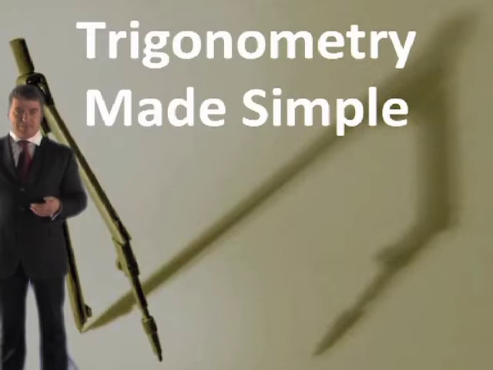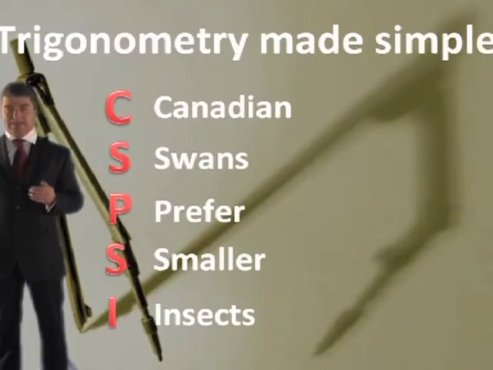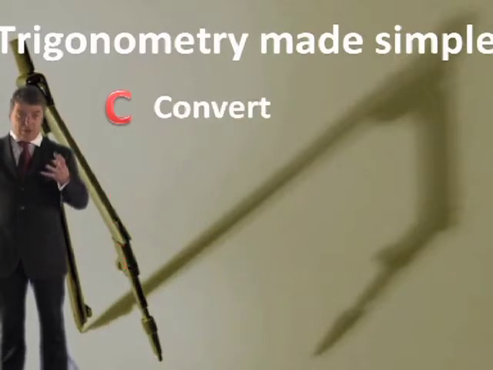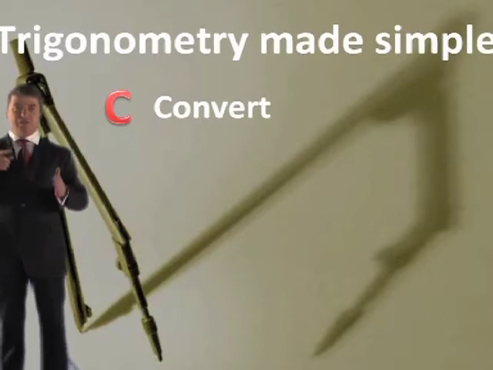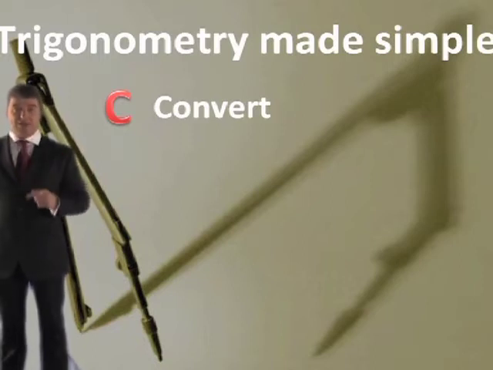This is the acronym: Canadian swans prefer small insects. That's it, Canadian swans. What's the C? The first thing you're going to do, and I'm going to go through all these, is convert it into a series of triangles. Whatever shape you've got, your polygon, whatever it is, you convert it into a series of right-angled triangles so you can use the principles later on. That's the first thing you're going to do.